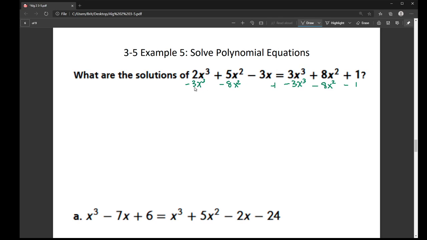So 2x cubed plus negative 3x cubed is negative x cubed. In terms of my x squared, 5x squared minus 8x squared is negative 3x squared. And then I have a minus 3x and a minus 1. And I could set that equal to 0.